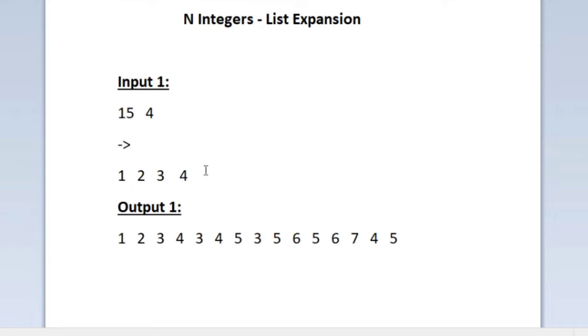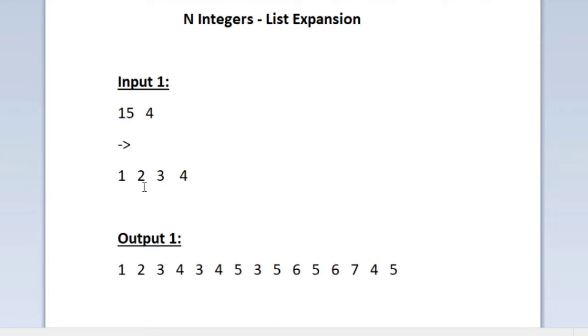Now in this list we have to take the first integer and add it with all the remaining integers except itself. So the first integer is 1. We should take this 1 and add it with all the remaining integers 2, 3 and 4. We should not add this 1 with 1. So first I am taking 1 plus 2. So 1 plus 2 would be 3.